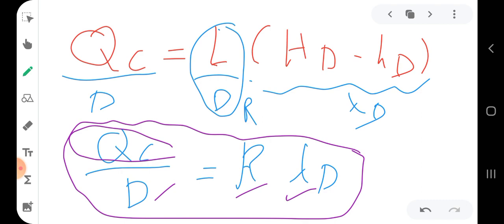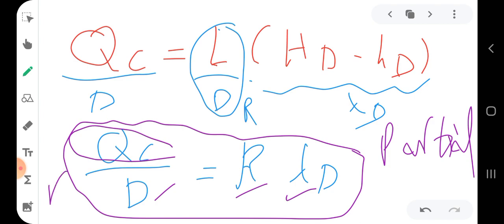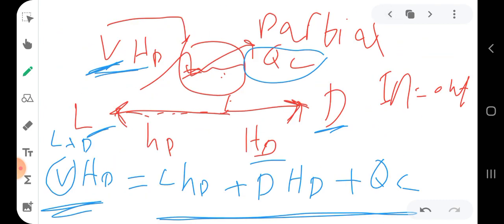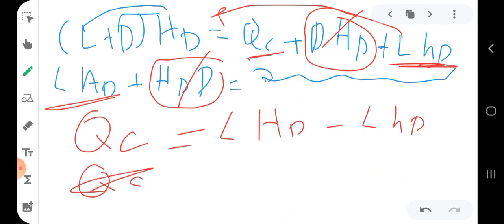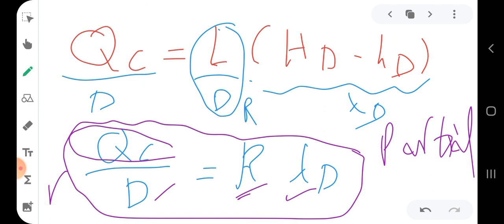So this equation is for partial condenser. And you can see the difference here. For partial condenser, QC over D is equal to lambda D multiplied by R. But for the total condenser, QC over D is R plus 1 multiplied by lambda D. So we have here plus 1, which is different. Okay, so we finish with the energy balance equations.